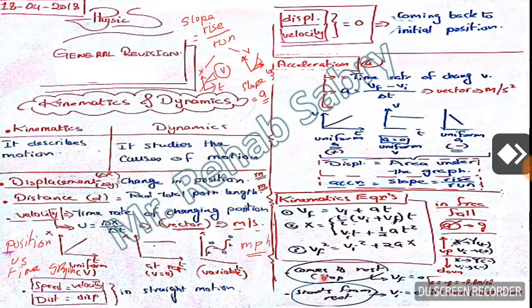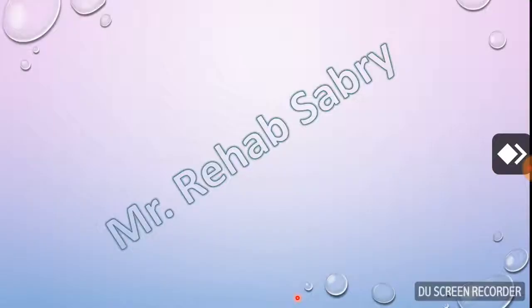Be careful. These are keywords in any problem. When you see in the problem "comes to rest," it means V final is 0. When you see "starts from rest," it means V initial is 0.